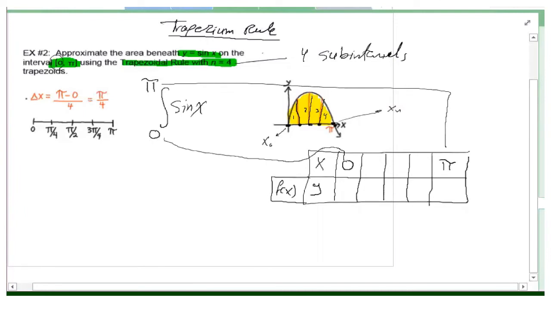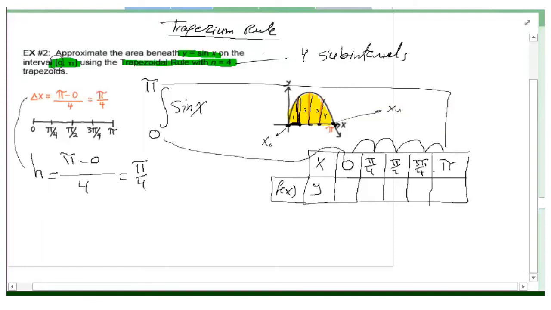Then I find delta x, or we can call it h, the height between two values of x. It's equal to pi minus 0, divided by 4, which is equal to pi over 4. So every time I'm going to add pi over 4. So 0 plus pi over 4 is pi over 4, plus pi over 4 will be pi over 2, then 3 pi over 4, then pi.